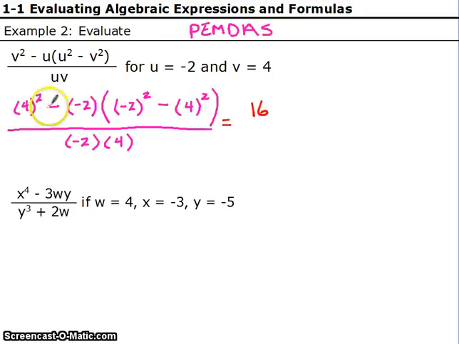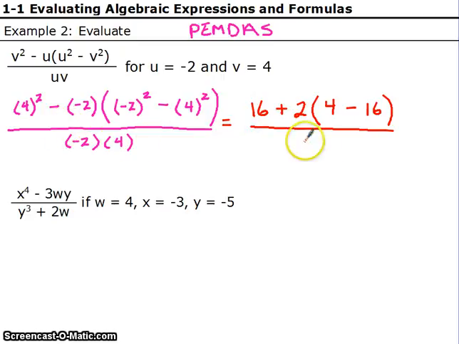All right, I'm also going to take care of this double negative situation. This is like negative 1 times negative 2. Well, negative times a negative is a positive 2. All right, now let's evaluate what's going on in here. Negative 2 squared. Remember that's negative 2 times negative 2, which is positive 4. All right, minus 4 squared. 4 squared is 16. All right, and all over negative 2 times 4 is negative 8.